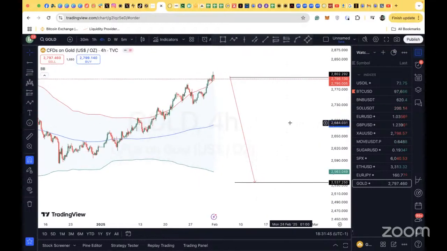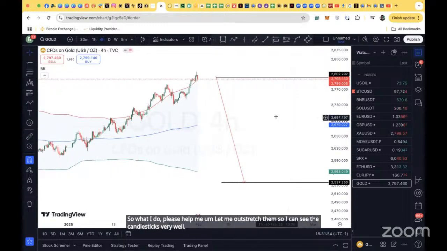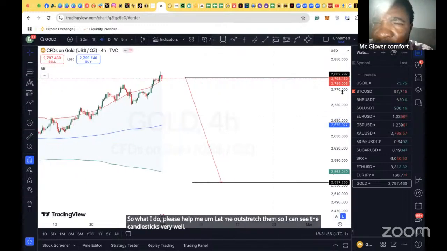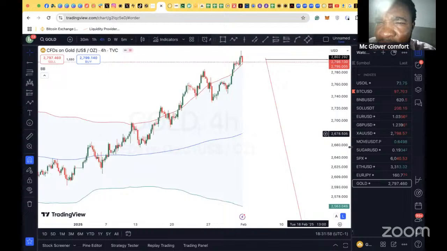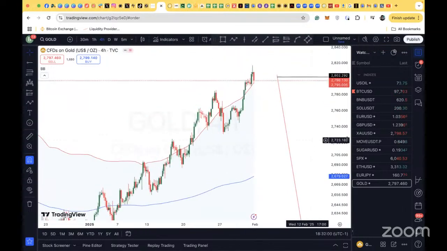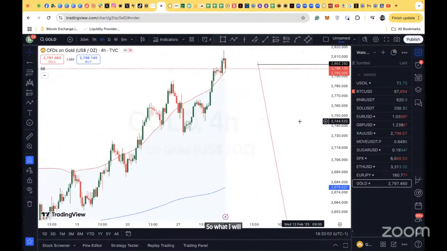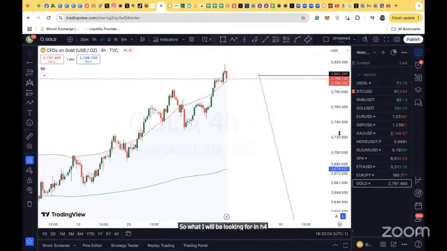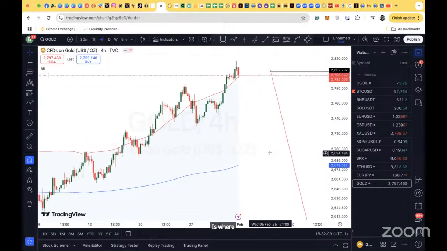So what I do, please help me stretch them so I can see the candlesticks very well. So what I will be looking for in H4, are we together, is where the market engulfs. Yeah, you understand.